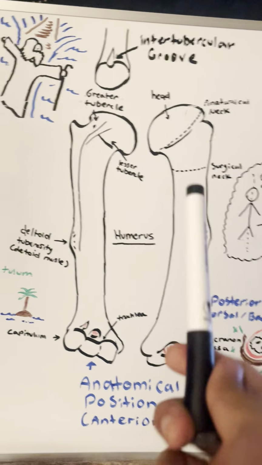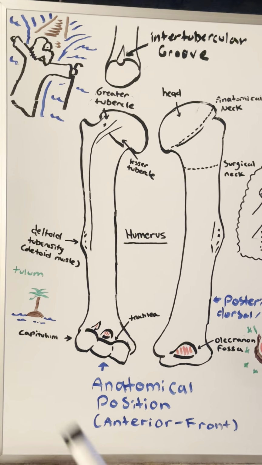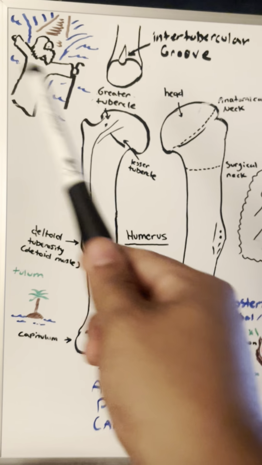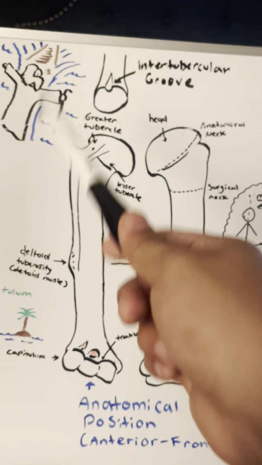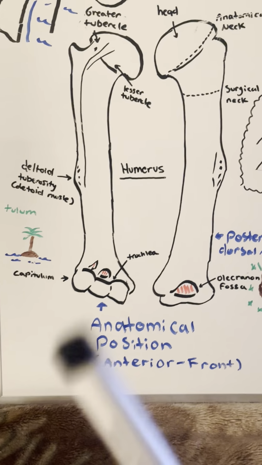And the way that I always look at it is kind of like Moses separating the sea. I look at it exactly like that, where you have it separating the lesser and greater tubercle, and down the middle you have the intertubercular groove. Now, going down to the humerus, we have a few things.